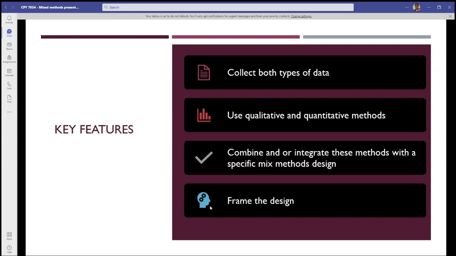The next thing is it combines and/or integrates a method for the design, and I'll go more into depth with that. But basically, it's not just gathering the data, it's having a specific design for using the methodology. And then lastly is framing the design. So these are what makes mixed methods, and not just doing quantitative and qualitative within the same study.